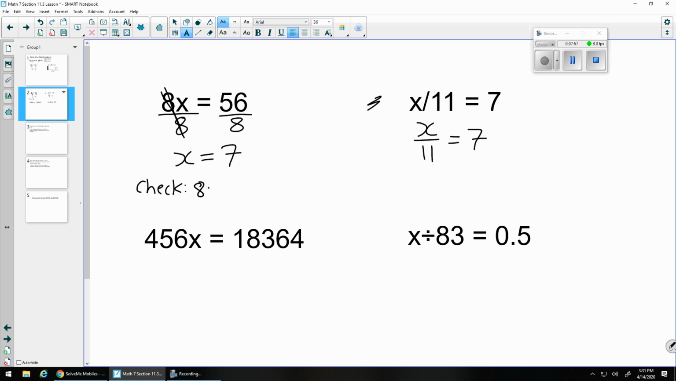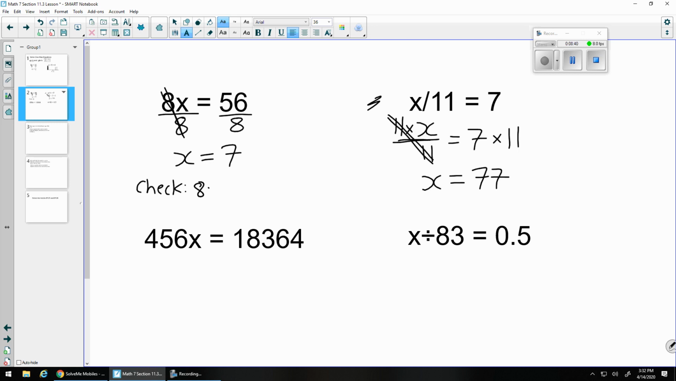I want to get x all by itself on the one side. It's being divided by 11, so I'm going to multiply x by 11. 11 times x, so above that fraction sign. And I'm also going to multiply 7 by 11. So I did it to both sides. Equation's balanced. These 11s cancel out because 11 divided by 11 is 1. And I'm left with x on that side, and that is equal to 7 times 11, which is 77. Throw that back in. 77 divided by 11, yes, that equals 7. My answer is right.